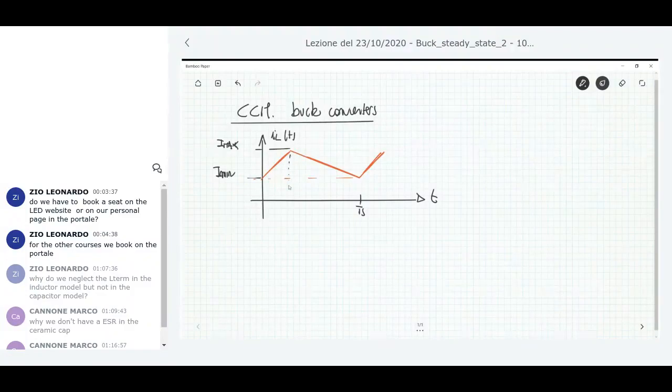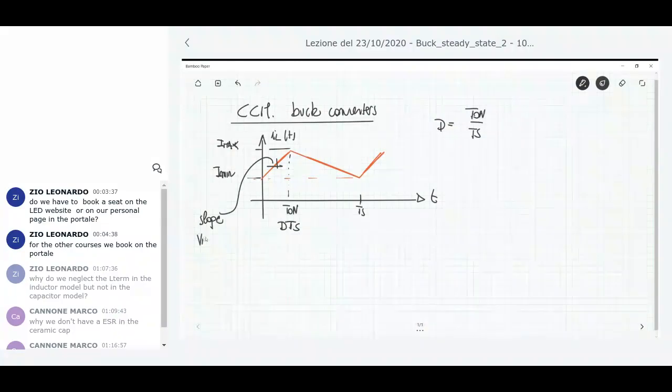This first period is called T on. Since we define the duty cycle as T on over Ts, this is also the duty cycle multiplied by Ts. It's the same. Then we derived that the slope during T on is Vin, the input voltage, minus the output voltage Vo, divided by L, while the slope during the T on to Ts time interval is negative Vo over L.